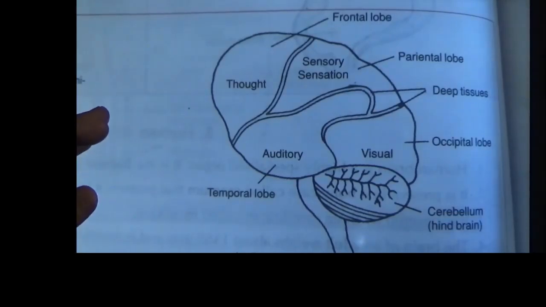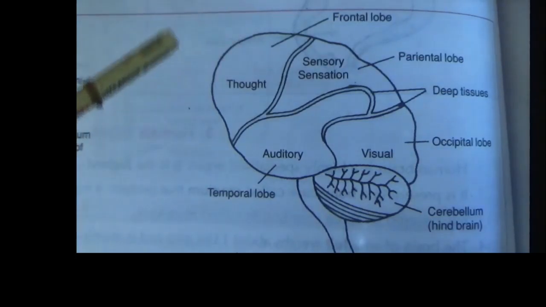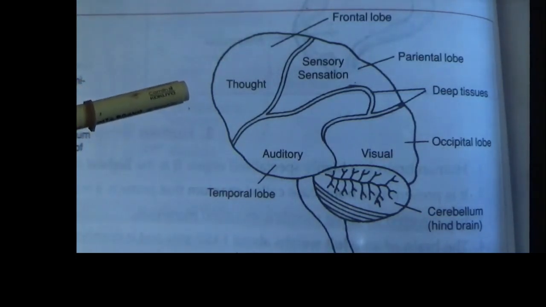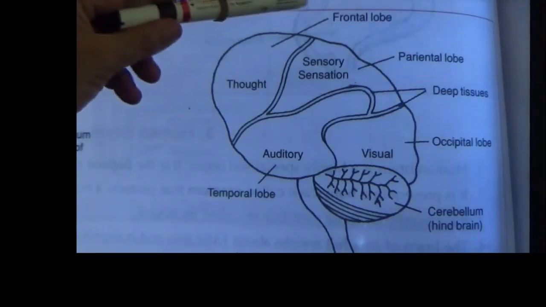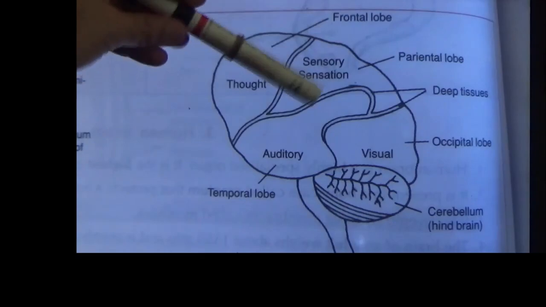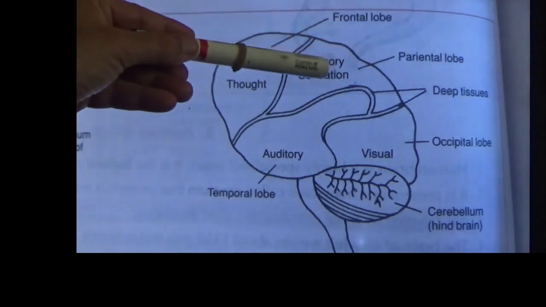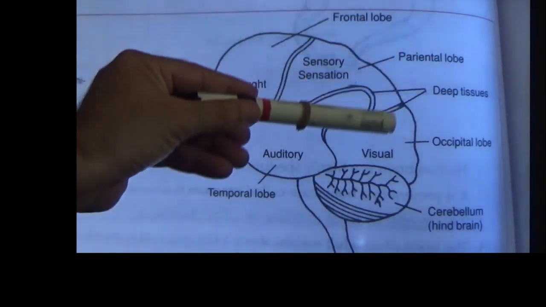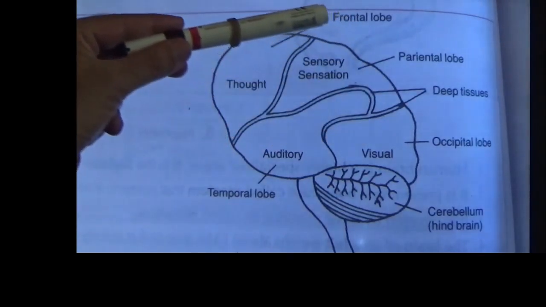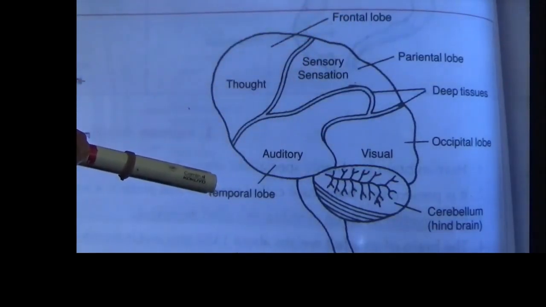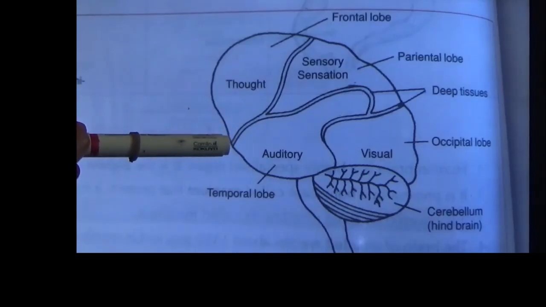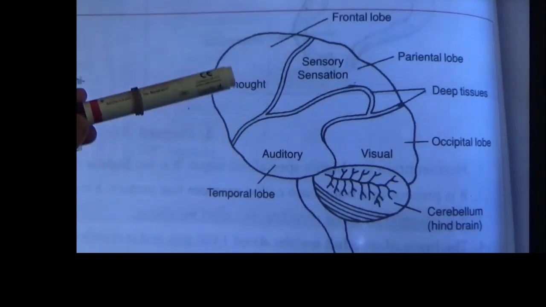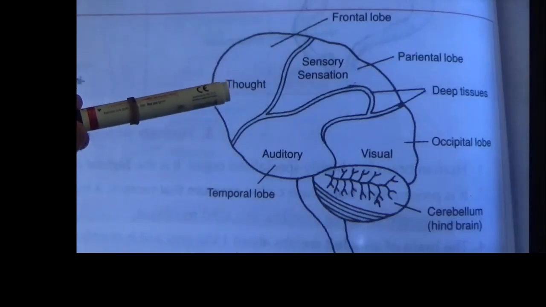So these are the different divisions of the cerebrum. How they are divided, we will see here. This is the frontal lobe, this is the parietal lobe, this is the occipital lobe, and this is the temporal lobe. Each lobe is responsible for some specific function.